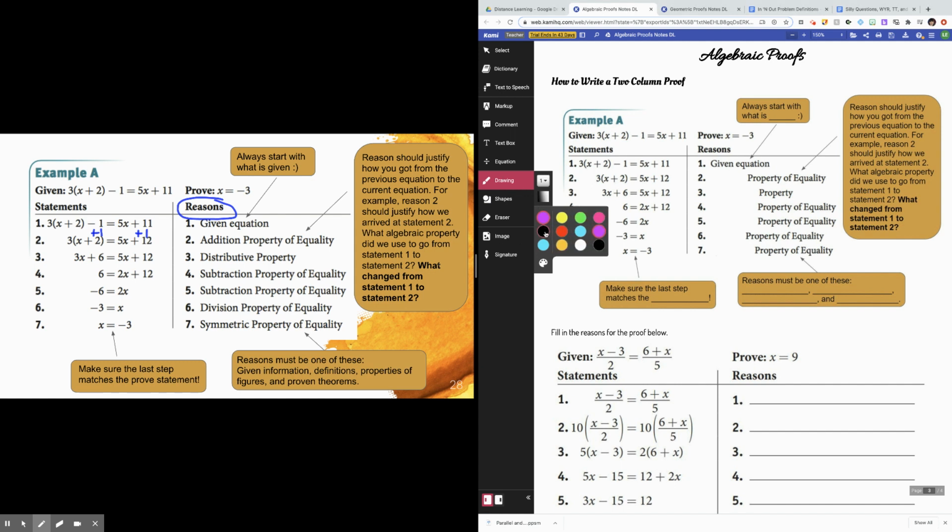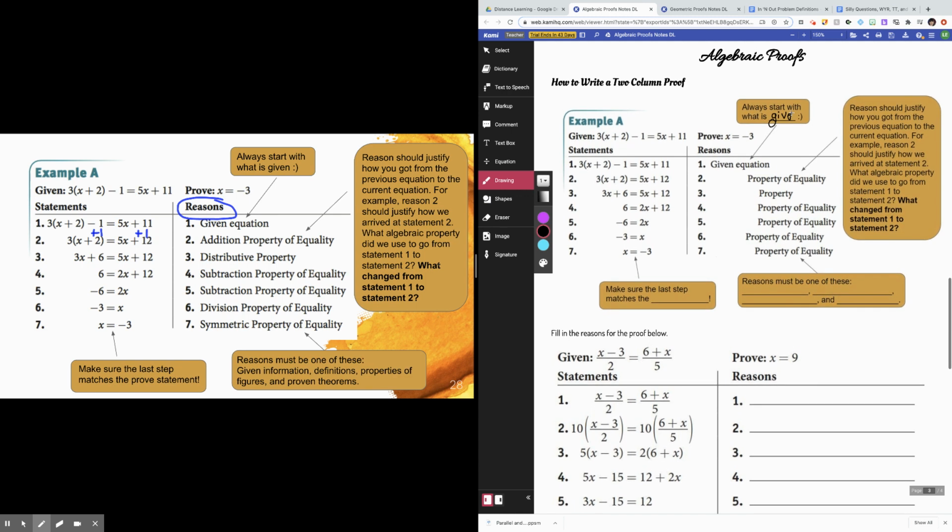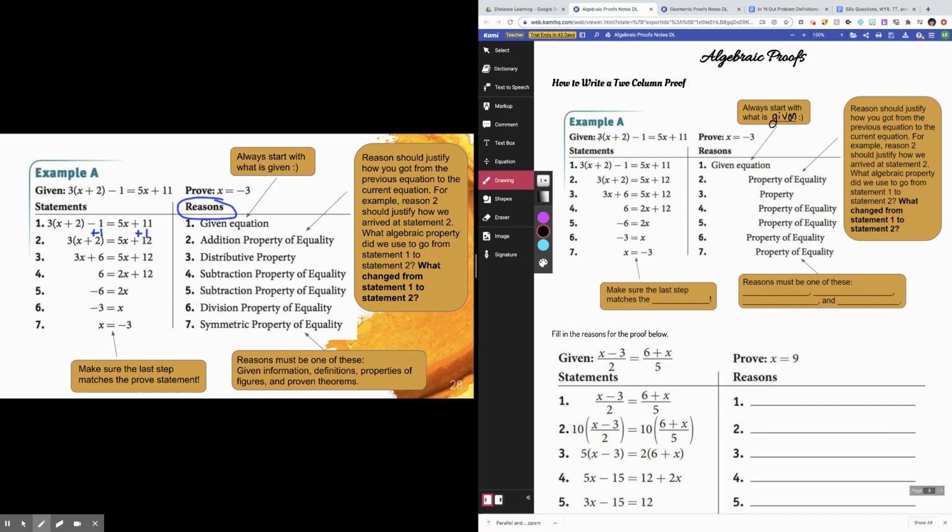First, the very first thing is you always, always, always, no matter what, start with whatever is given to you. It's your starting point. They will always have a statement that says given. So no matter what, your first statement you can write verbatim, exactly as they wrote it in the problem, and then your reason is given equation.